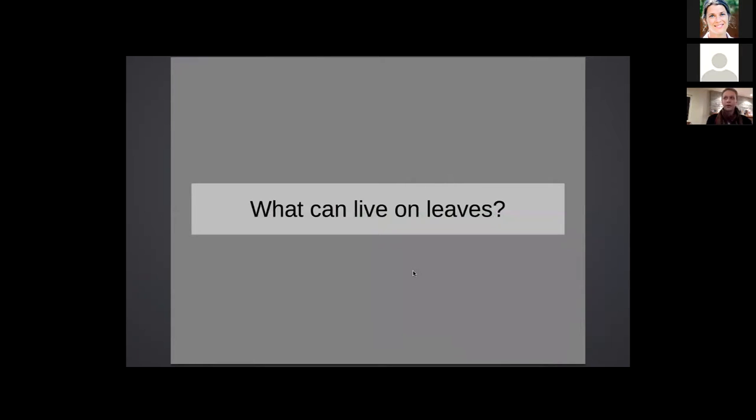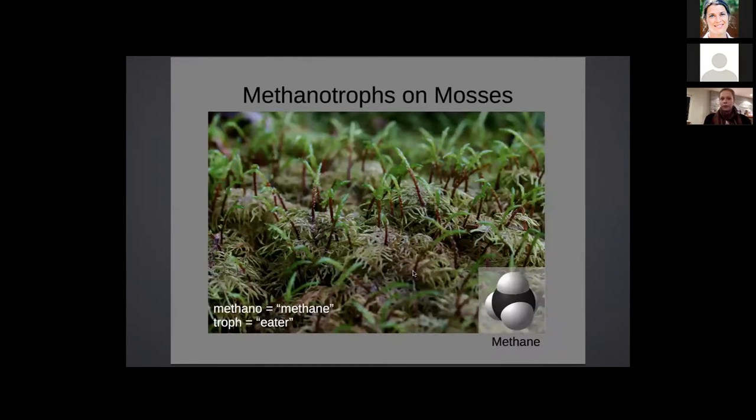So you might be wondering, okay, these leaves are hard to live on, they're like a desert, so what actually is living there? Well, I study mosses, and one really interesting thing that we found on these mosses that I'm looking at are methanotrophs. So methanotroph, what does that mean? A methanotroph is a bacterium that eats methane. Methane is the primary component of natural gas, and these methanotrophs essentially make a living off of eating what we would usually burn for fuel.